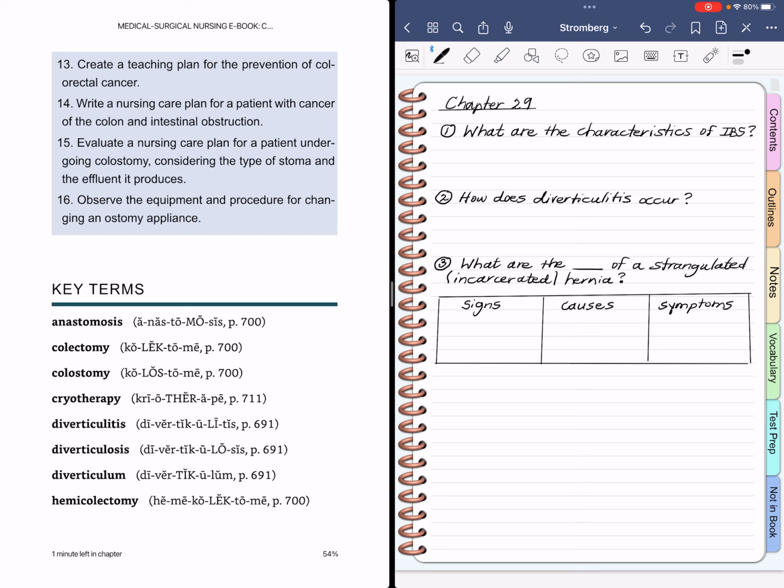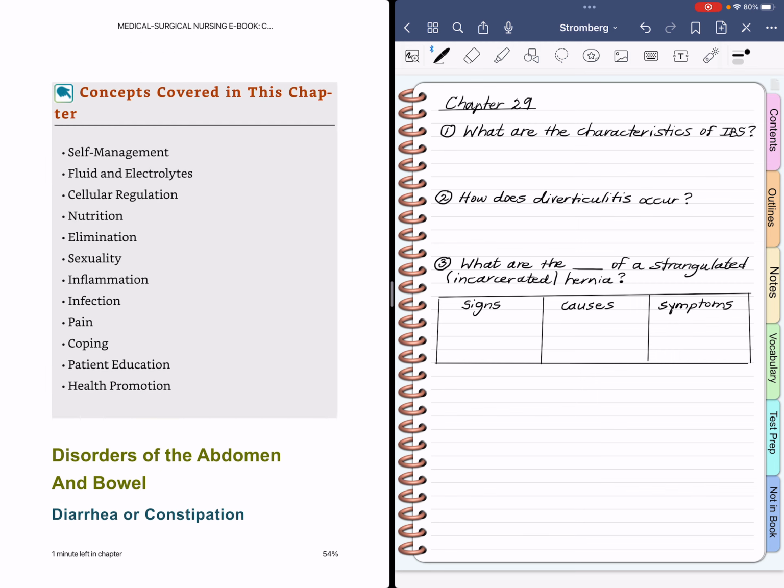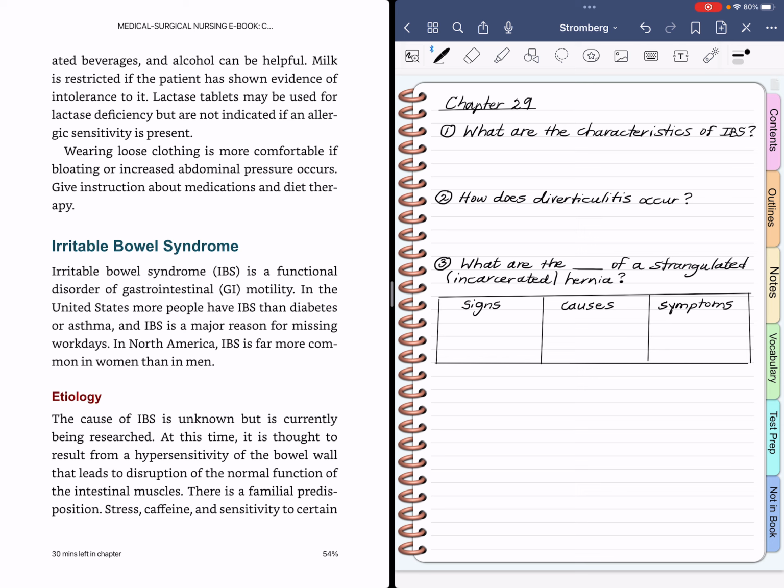The second thing it does, and for me this is the big thing, it preps your brain to read. So before you sit down to read your chapter, read through these questions that you're writing. And then when you see, for example, the word diverticulitis, you're going to hone in on that because your brain is already primed to look for it.